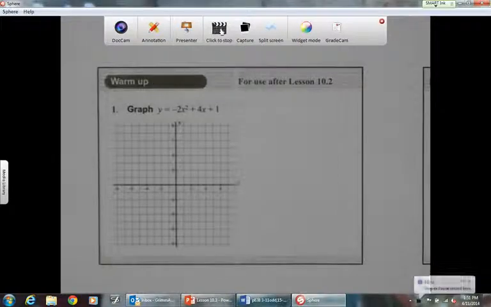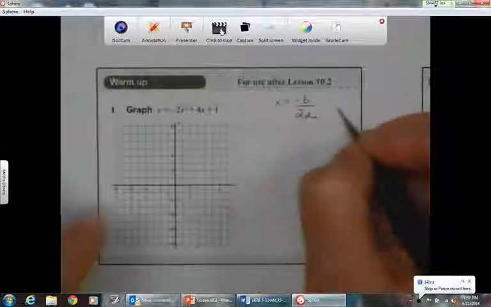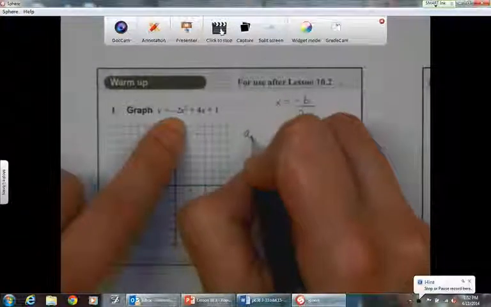All right, so this first warm up, obviously I could just create a huge table and just plug in as many random numbers as I want. But what was that formula that I said would help you determine where it's located? Very good. So x is going to equal negative b over 2a. And remember, we get the a term from right here, negative 2. The b term.